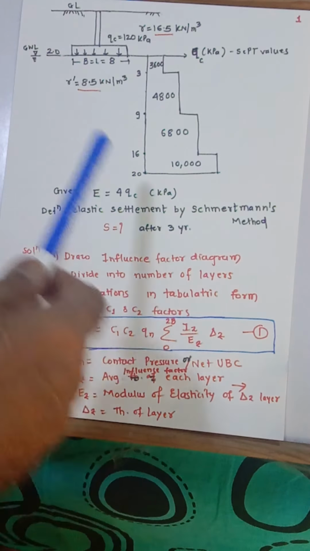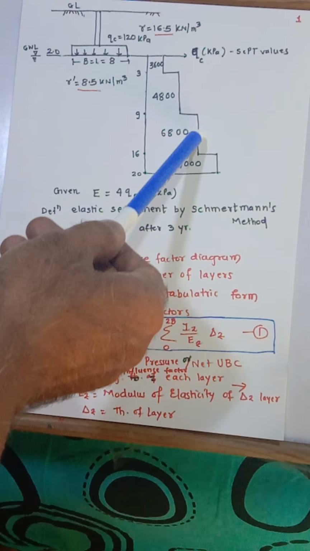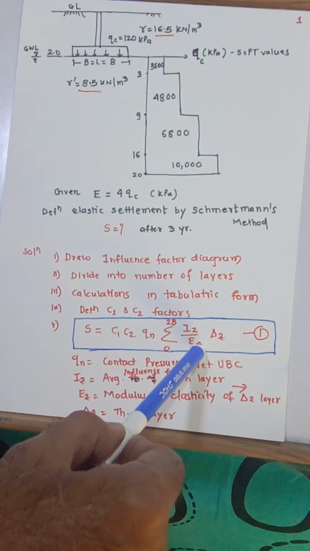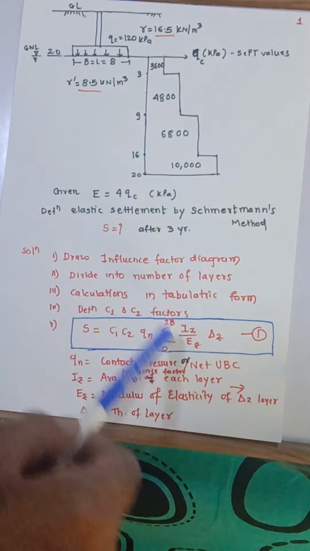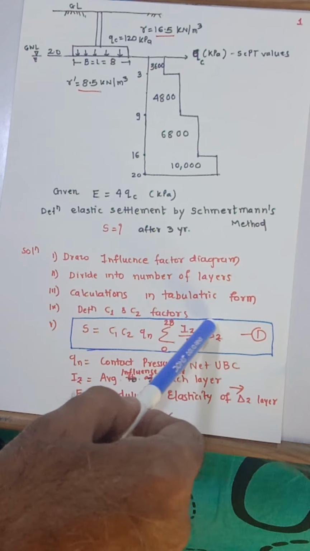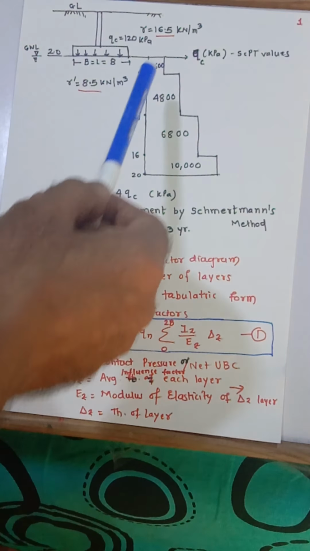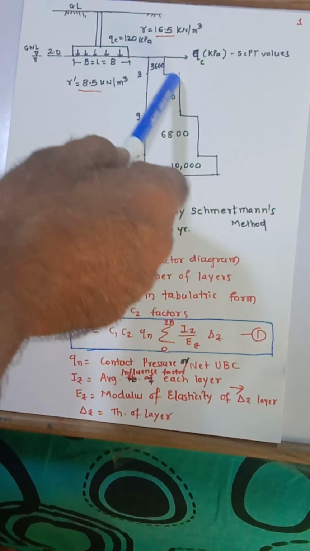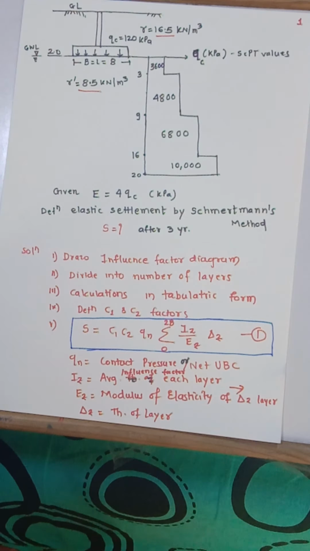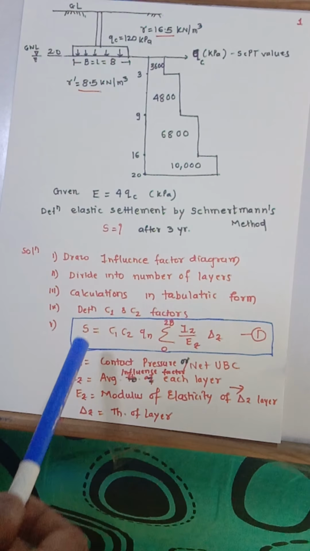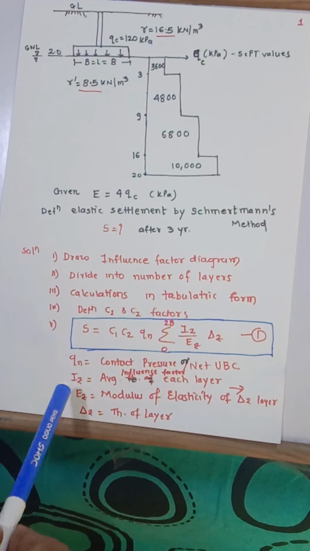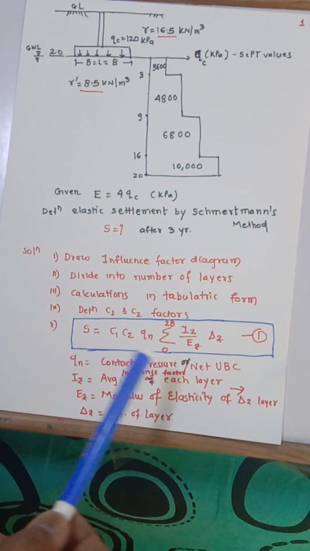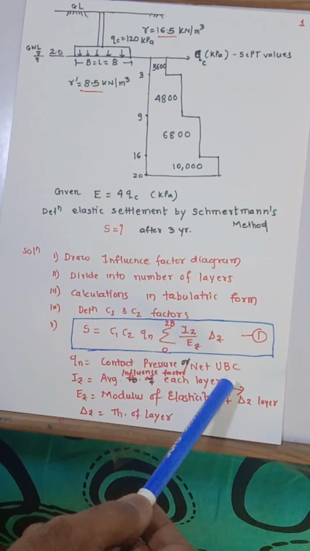Why is this required? Because the stratum is varying over the depth, so the influence factor and the E value both change as per the depth. And this represents individual depths, meaning different depths. This depth not only depends upon the variation of this data, it also depends upon the influence factor diagram. So in this equation, qn is basically the contact pressure. If it is not available, then we can also consider the net ultimate bearing capacity.